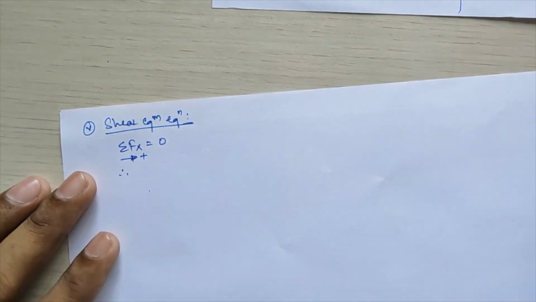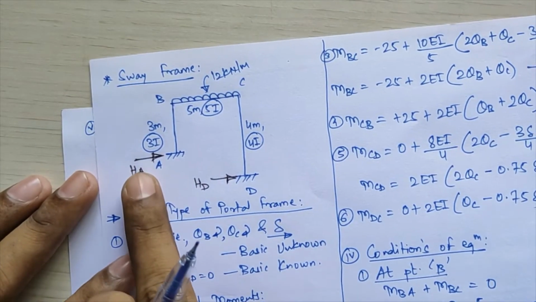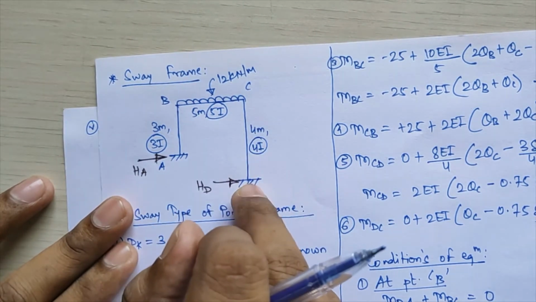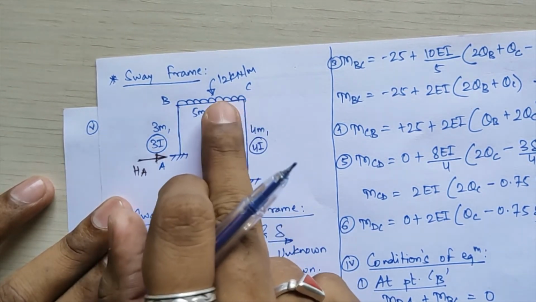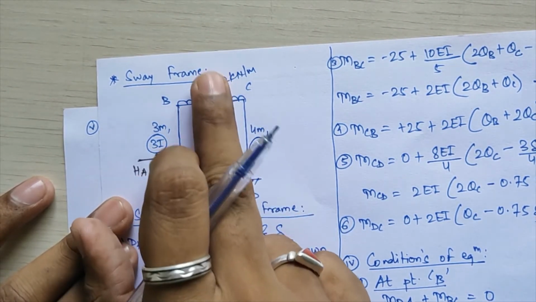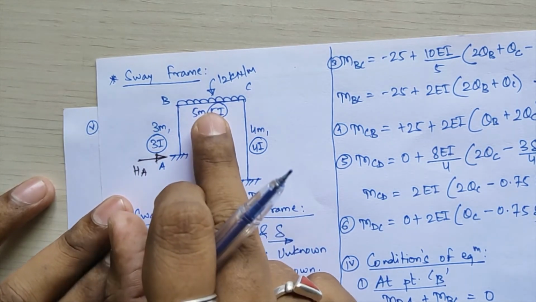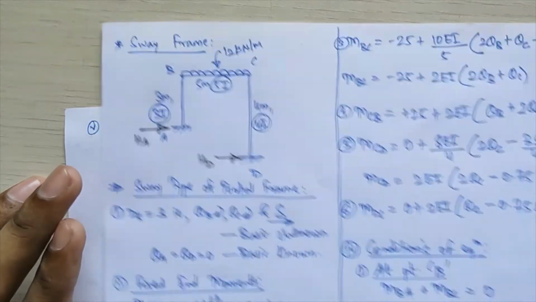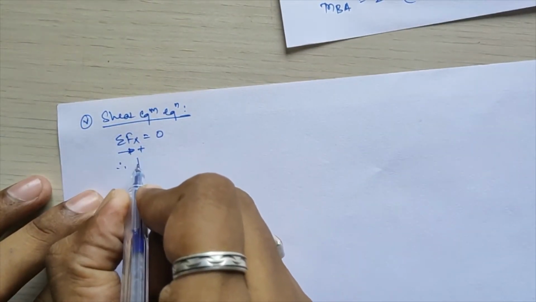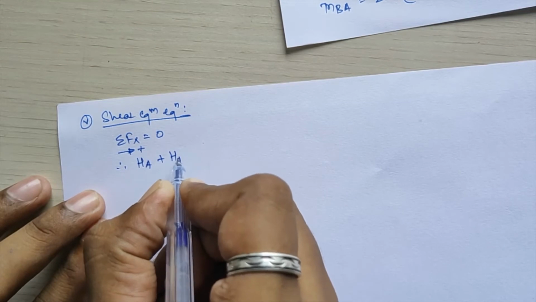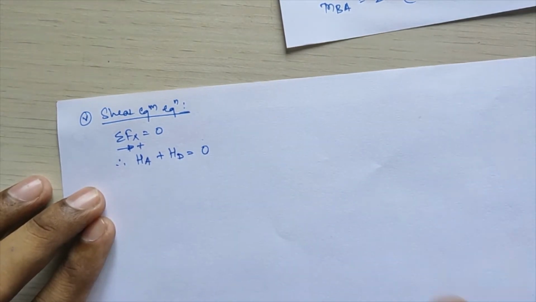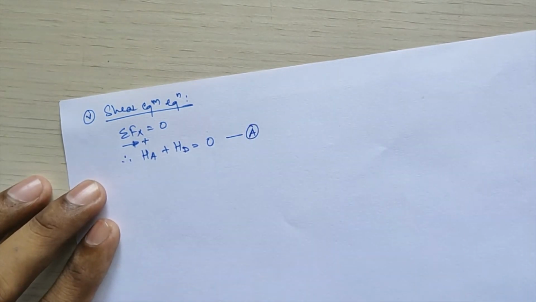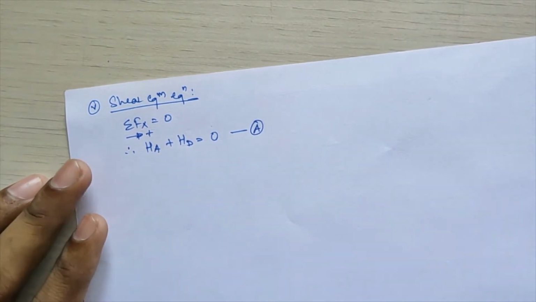So what equation will I get from this? If I consider the horizontal shear thrust, that is HA plus HD. Again there is no other horizontal load over there. Now this UDL, its equivalent load will be acting vertically, so it will not be considered in your Fx equation. So the equation I am getting is HA plus HD equal to 0. I'll call this equation number A. Now I have to calculate the values of HA and HD.